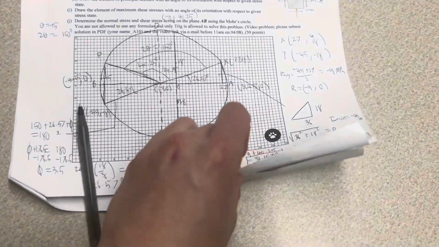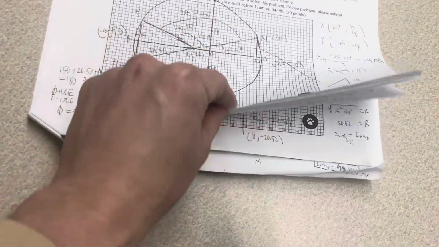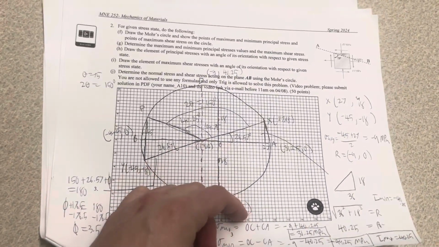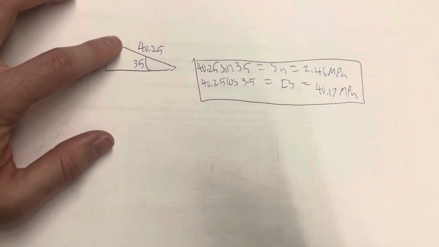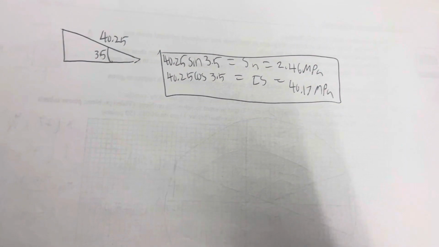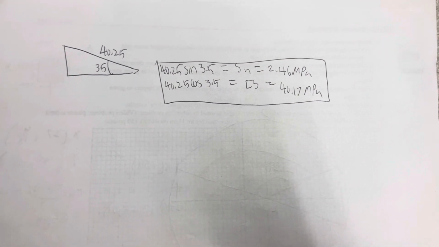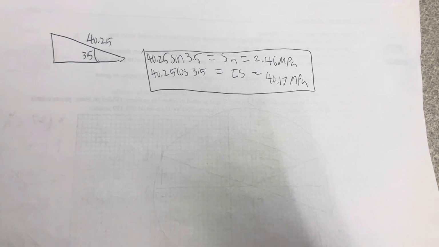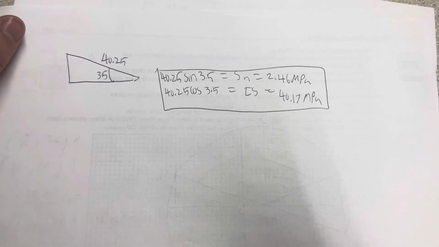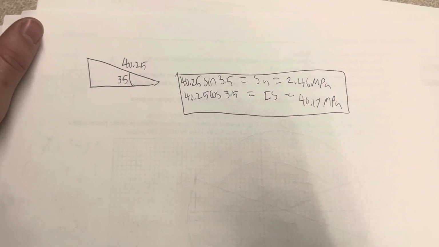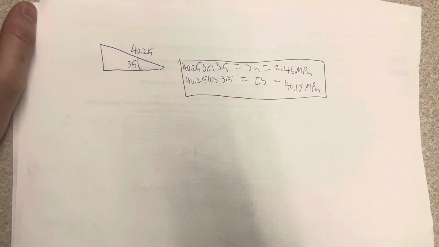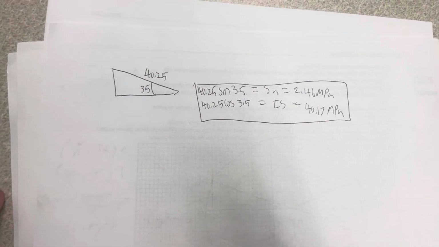And then using this angle, I can find my normal stress and shear stress, which I just took the same triangle and brought it over here. 40.25 times sine 3.5 is equal to the normal stress, which equals 2.46 megapascals. And then 40.25 cosine 3.5 is equal to the shear stress, and that equals 40.17.